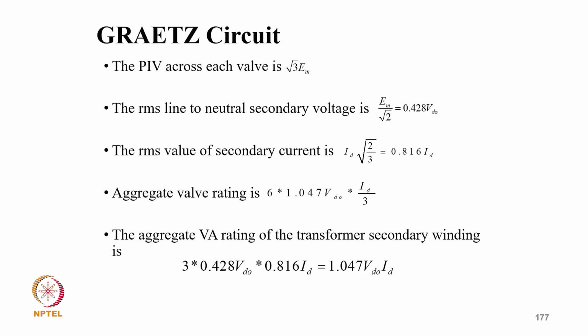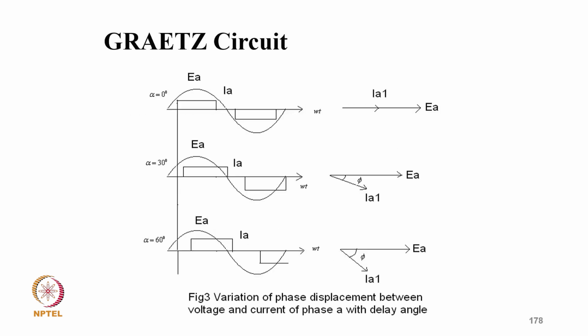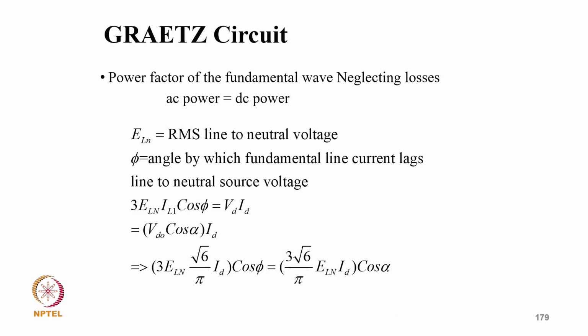So the aggregate VA rating of the transformer secondary is 3 × 0.428 VD0 × 0.816 ID, which equals 1.047 VD × ID. And these are typically the voltage and current fundamental phasors for the 3 different angles: 0, 30 and 60 degrees.